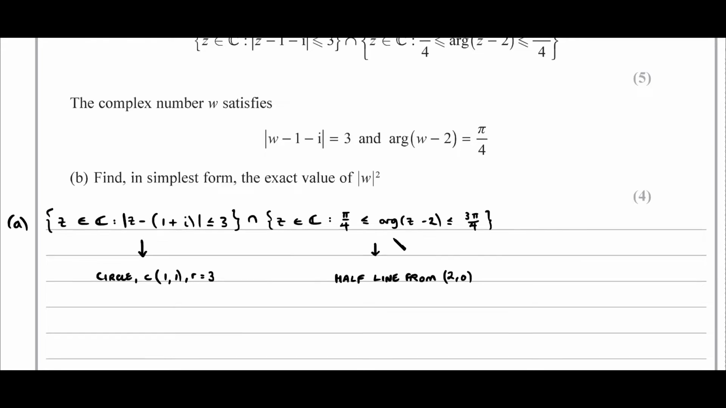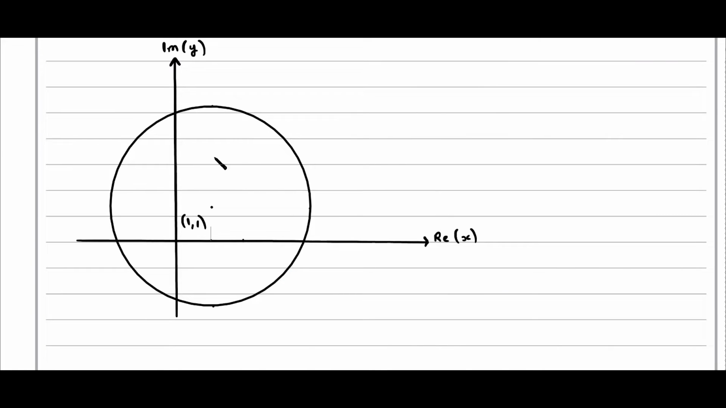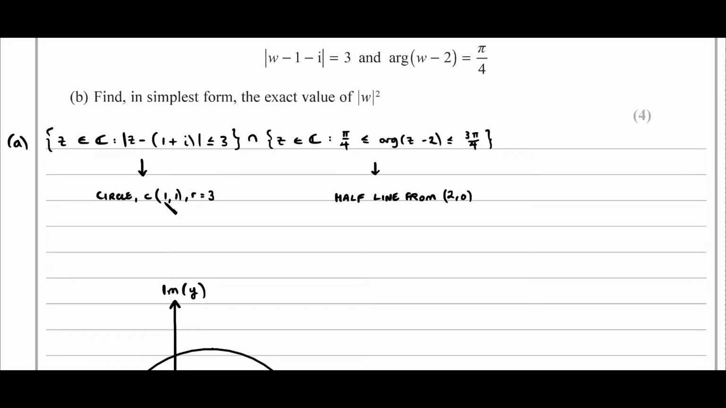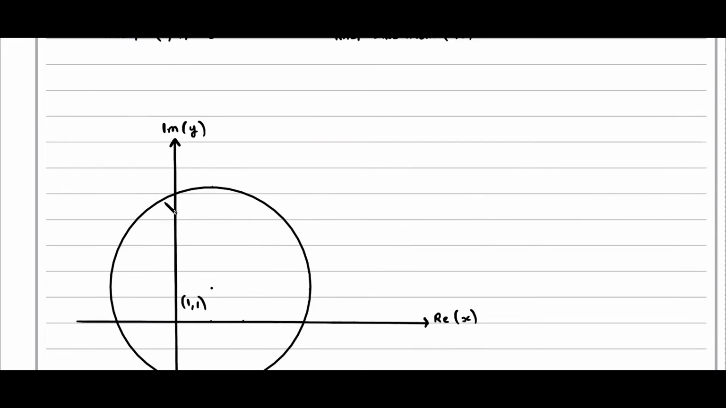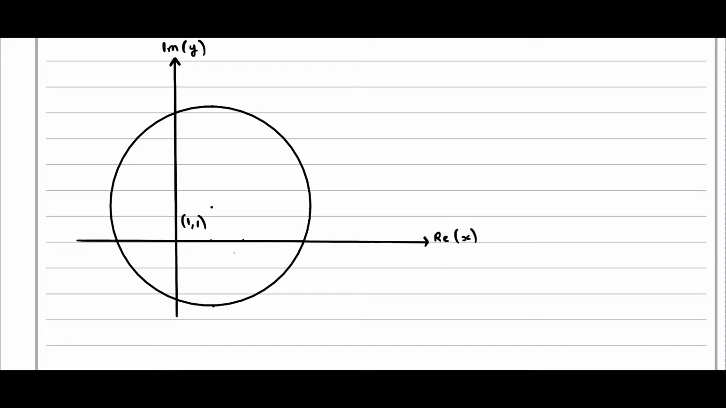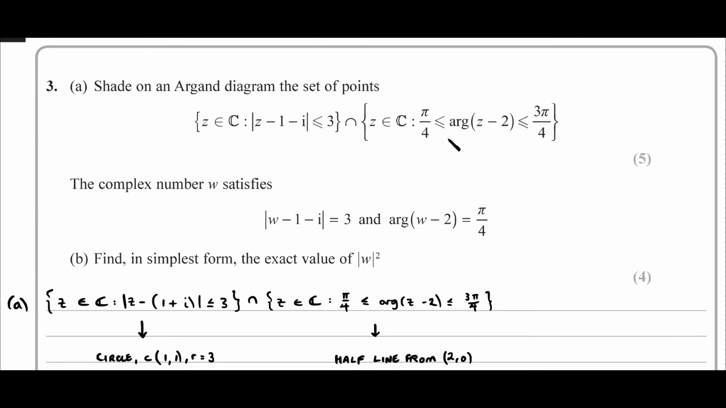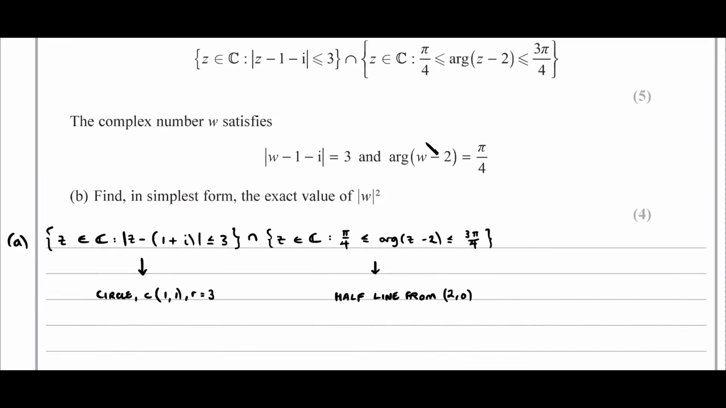Okay, so the next thing we need to do is first of all draw this circle, which I will do now. So having drawn the circle with radius 3, center 1, 1, let's now draw the half line from the point 2, 0, which is over here. The first thing we need to do is, well, over here we have essentially a V shape.